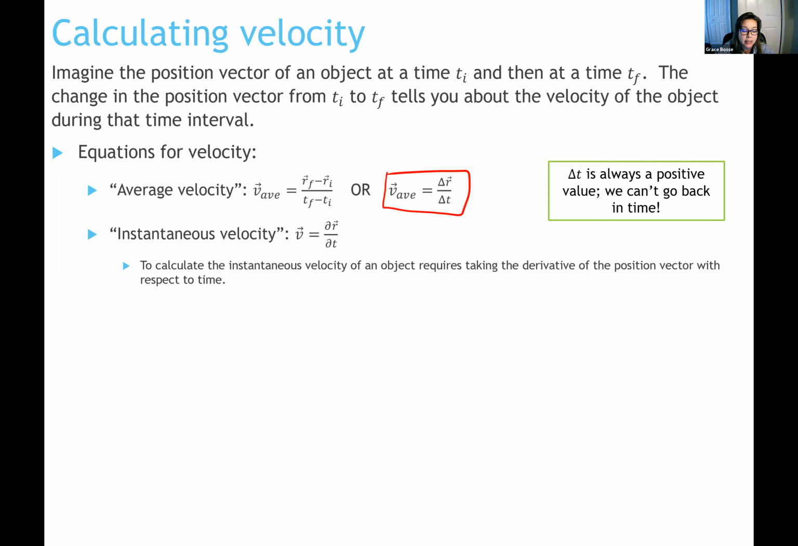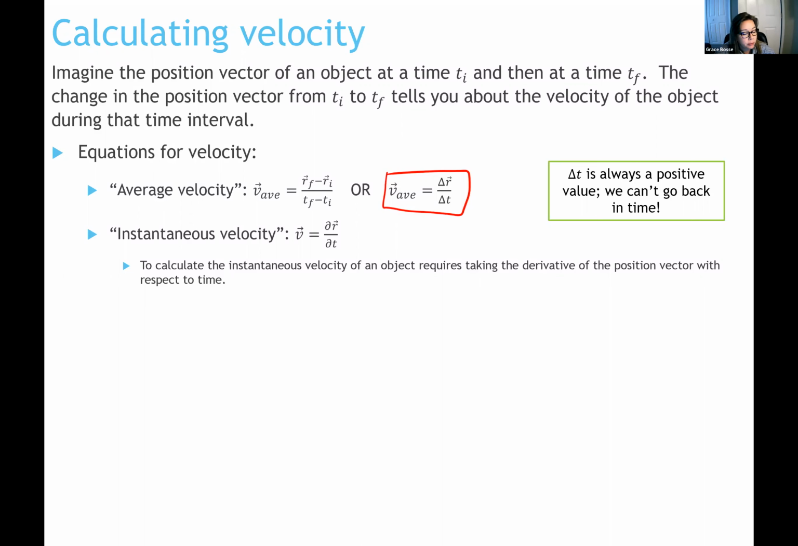Another type of velocity is called instantaneous velocity. And this is the case where the time interval is infinitesimally small. So it's no longer finite, it's infinitesimally small. To calculate instantaneous velocity using this equation, obviously you're going to have to use calculus. That's a derivative there. So velocity is the derivative of a position vector with respect to time.